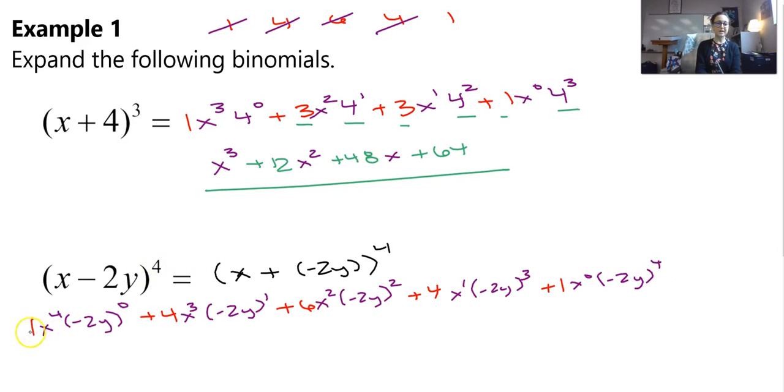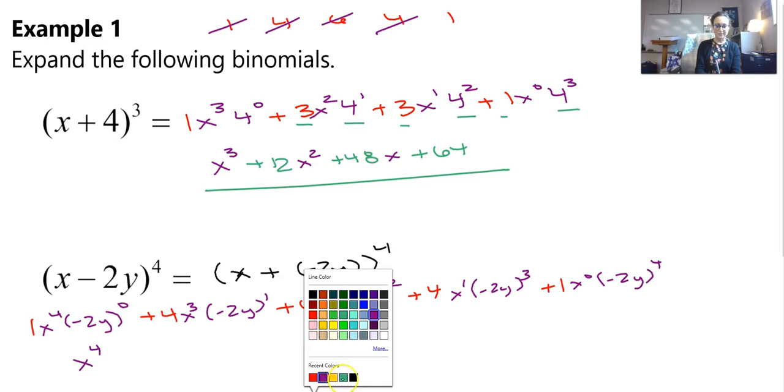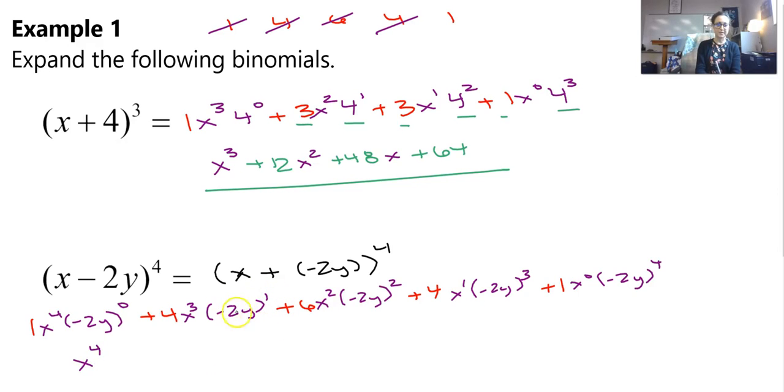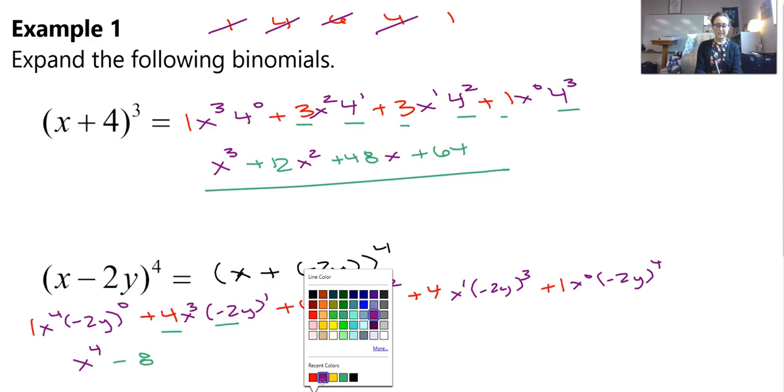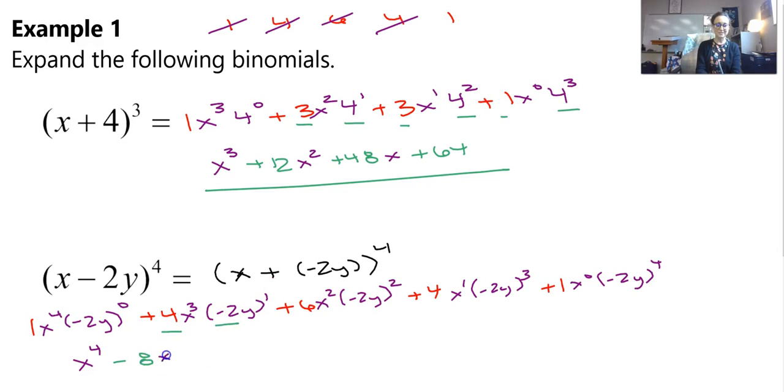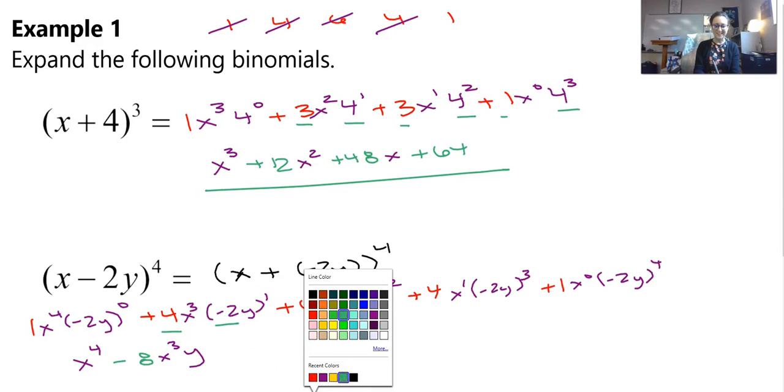Okay, so cleaning this up, anything to the 0 power is 1, so all I have for the first term is x to the 4th. Let's take a look here. I've got to be real careful with these exponents. So I've got negative 2 to the 1, which is negative 2, times 4, that's going to be negative 8. And then we've got x to the 3rd, y to the 1st. So I'm just going to put y. Okay? Working our way here.